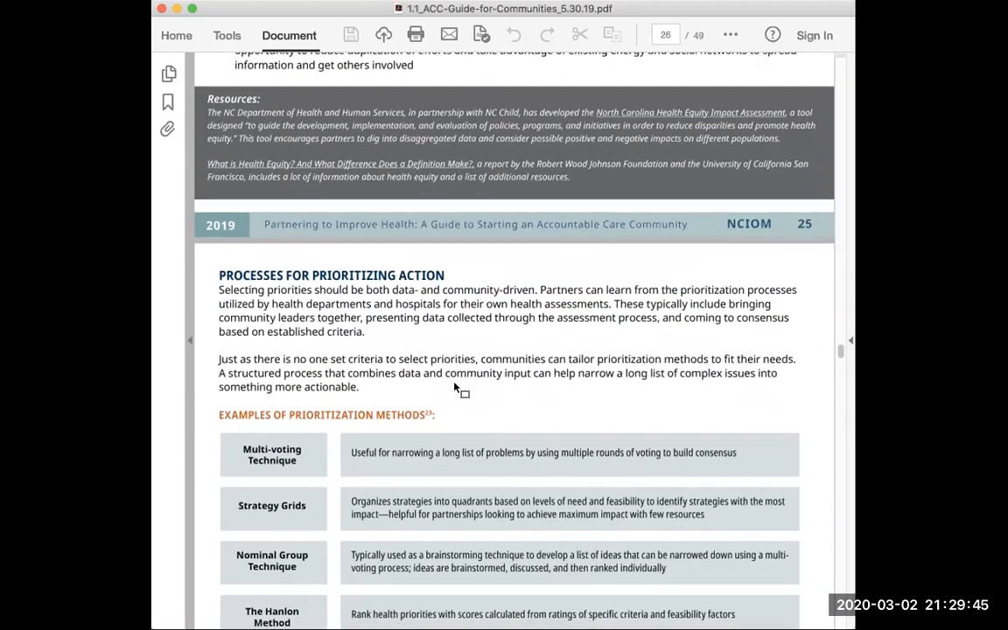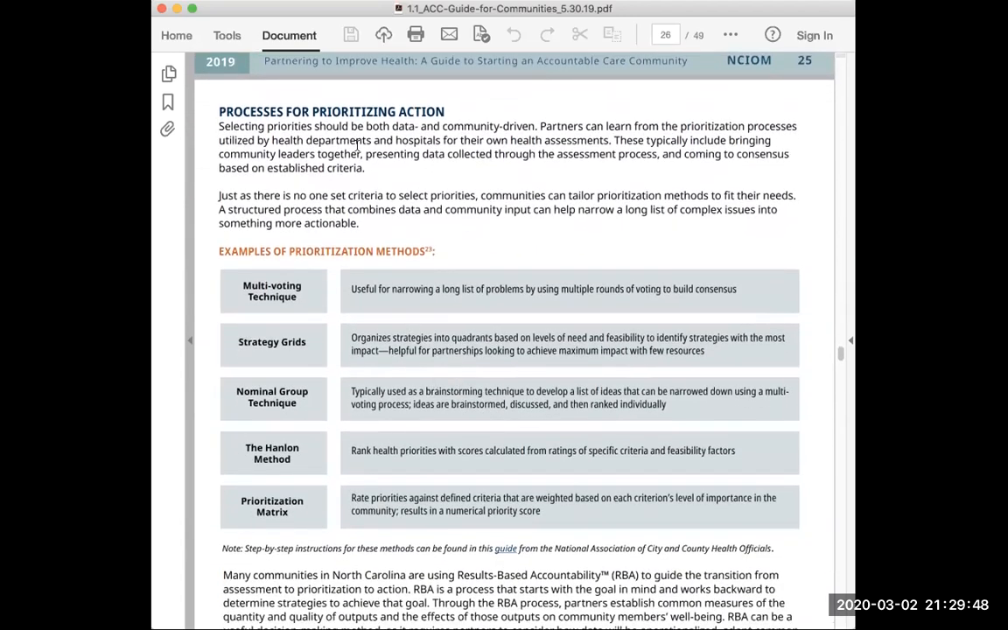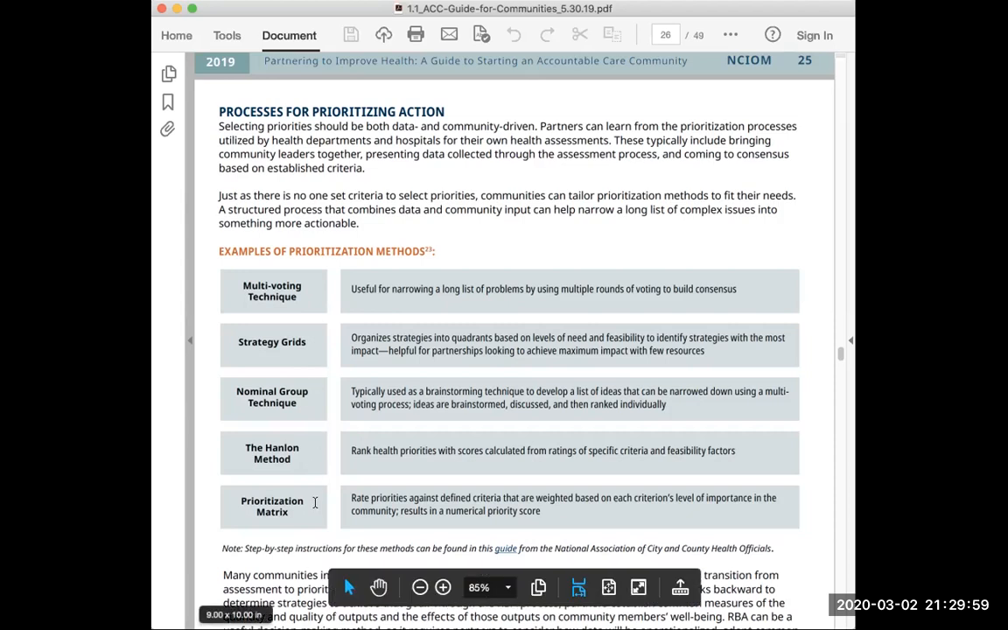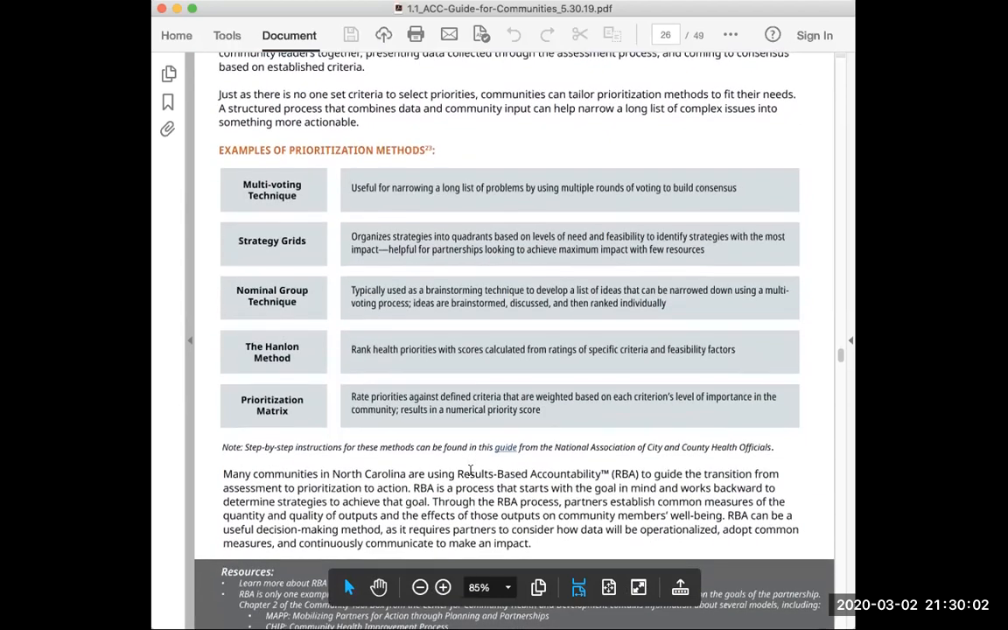In addition, they also offer a number of different options for how you could prioritize. You could use multi-voting, grids, nominal group technique, Hanlon methods, prioritization matrix. It doesn't matter particularly which one of these you use, but as you think about setting priorities, we've asked you to do SMART goals, think about these techniques. We will also be encouraging results-based accountability, another technique that was covered in 791, so that as you think about the different partners, you think about what their particular goals are and what their metrics might be that would contribute to a population-based outcome.